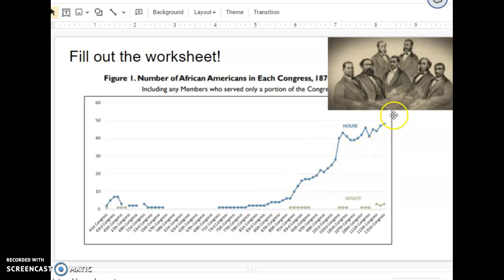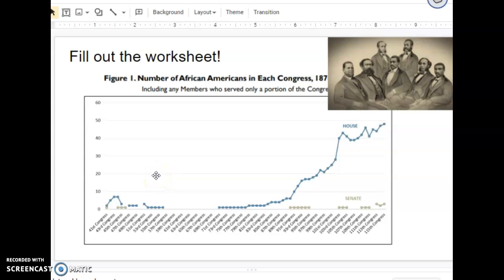Today, we're actually higher today. We're in the 117th Congress. We have 59 African-American Congress people, both men and women, which is the highest it's ever been in history. So on your worksheet, you're kind of hypothesizing why is there this gap here? Like, why did it stop? And then why did it pick back up? And do your best to take a guess. You don't have to be right on that.